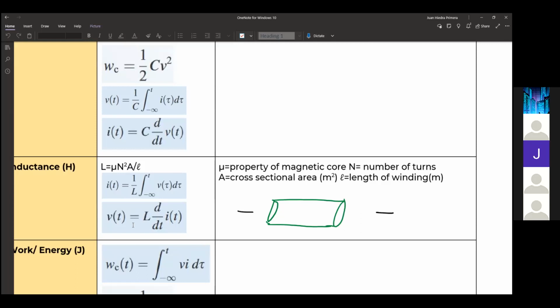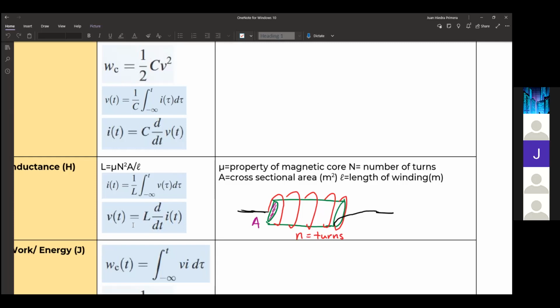So it is a ferromagnetic core that has windings of cable going around it. And that cable, that general circuit is your inductor. So you have an amount of turns, which is your N. You have the length of your winding, which is the sum of all of the turns. You have the cross-sectional area of the tube there.